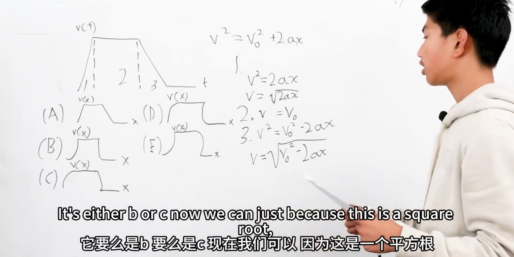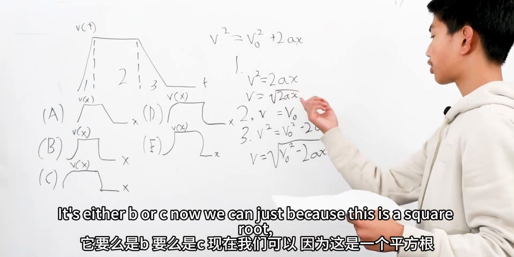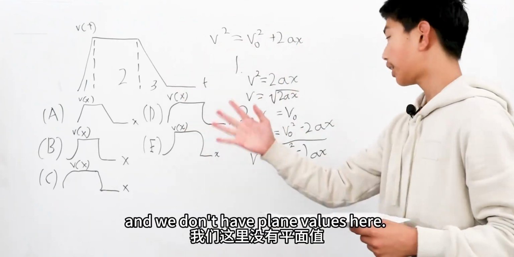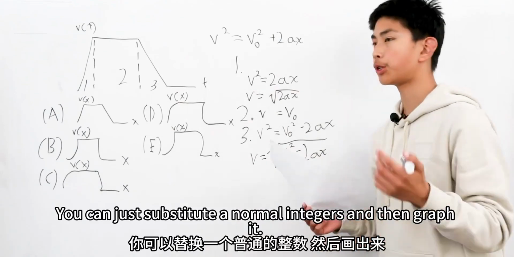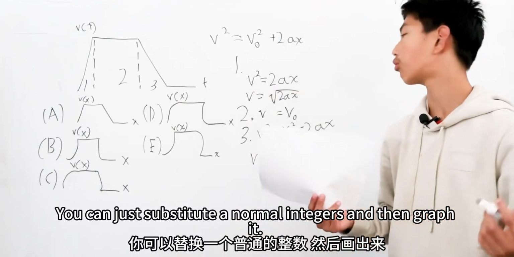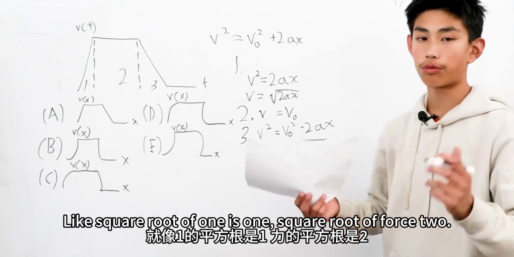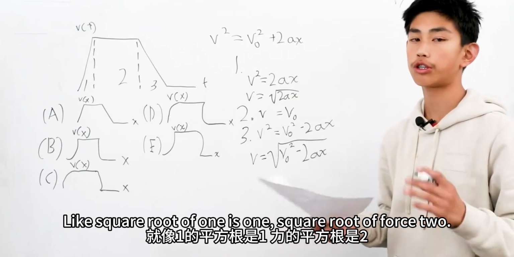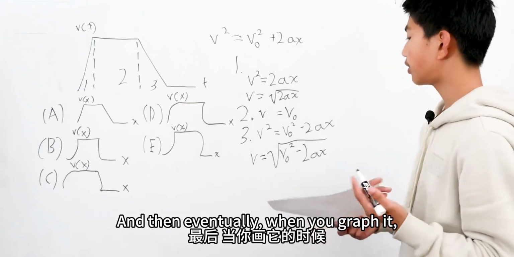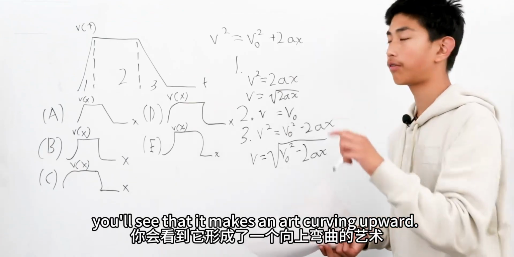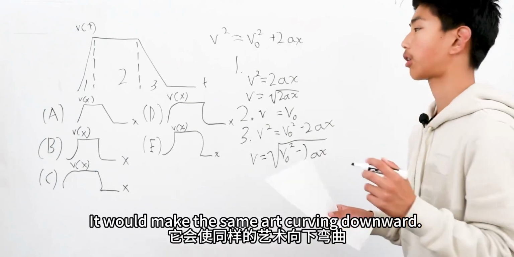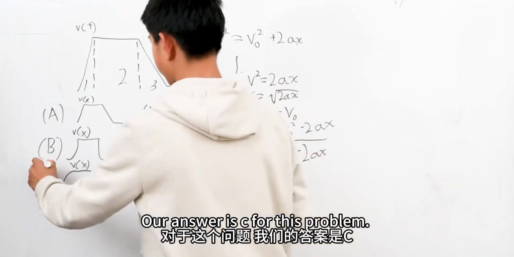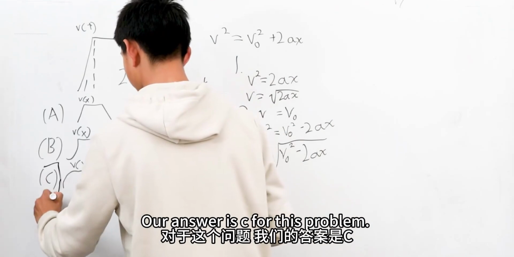Now, because this is a square root and we don't have plain values here, you can just substitute normal integers and then graph it. So like square root of 1 is 1, square root of 4 is 2, and then eventually when you graph it, you'll see that it makes an arc curving upward. It would make the same arc curving downward. So our answer is C for this problem.